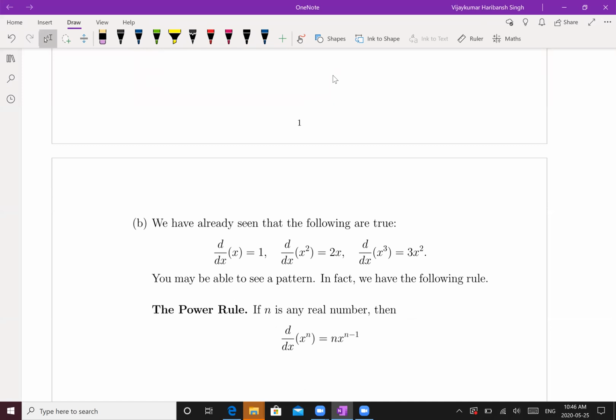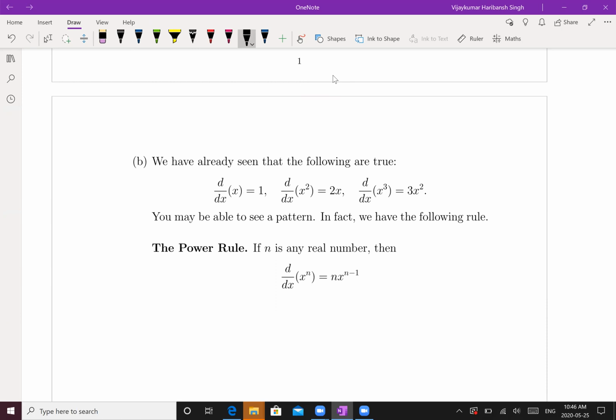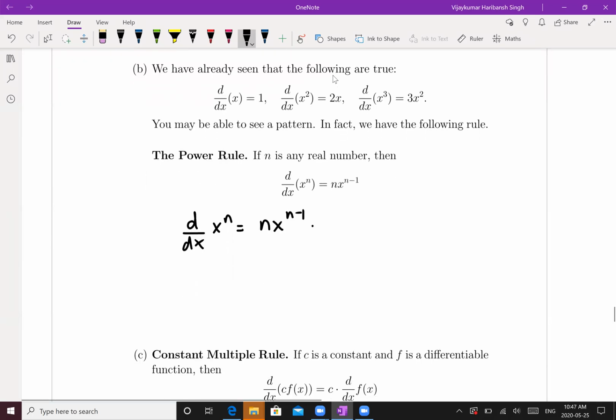Now we have already seen the derivative of x is 1, of x squared is 2x, and the derivative of x cubed is 3x squared. So from here, we should be able to get the pattern that if n is any real number, then d by dx of x to the n is n times x to the n minus 1. As you see, the power comes down and you reduce 1 from the power.